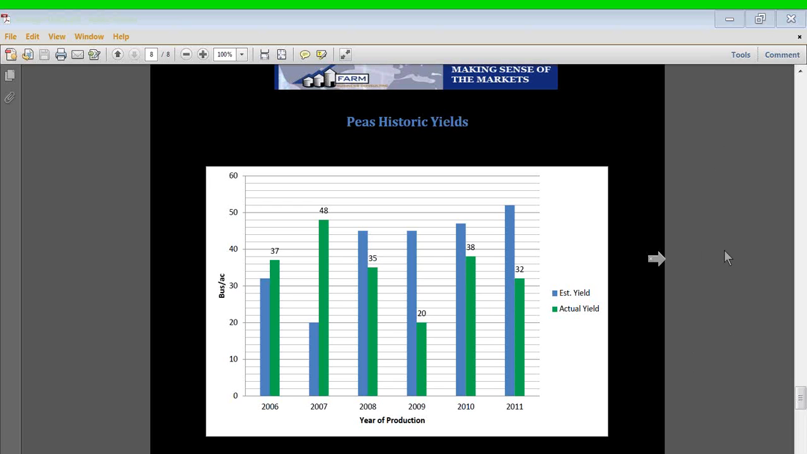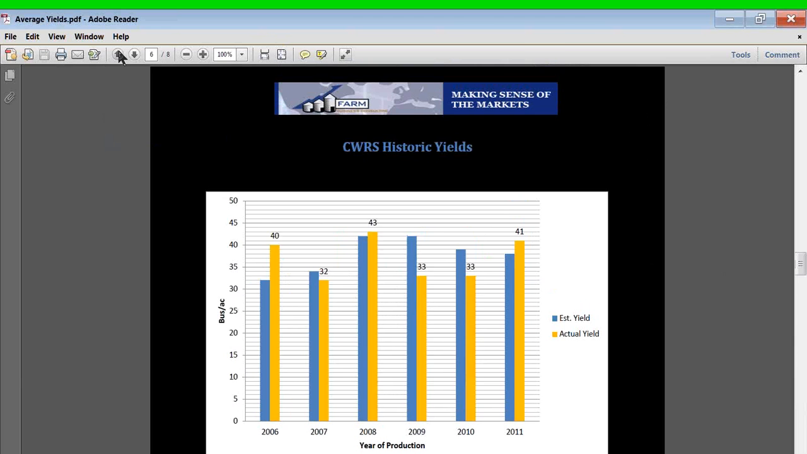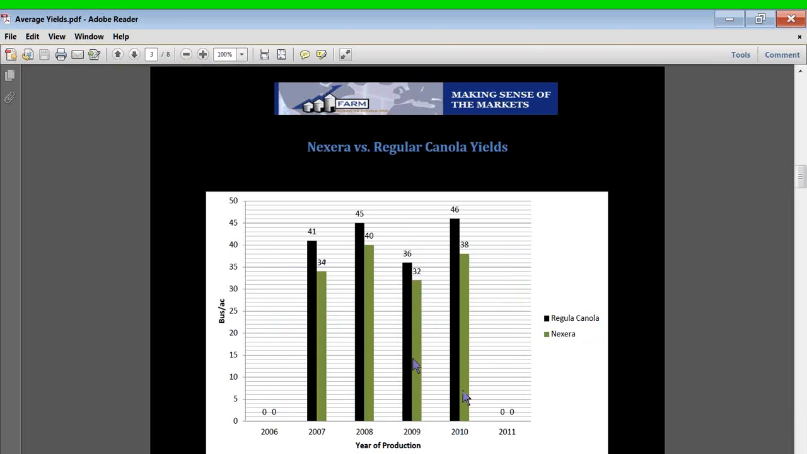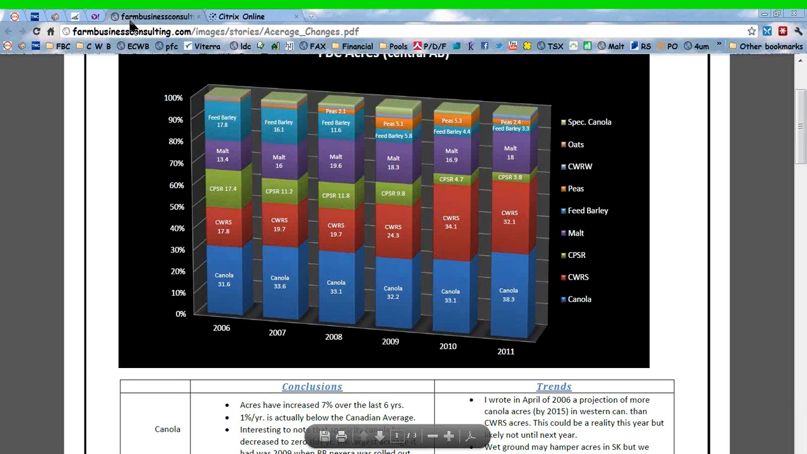Oh yeah, I got one question here. Then it goes back to the slide with Nexera. The question is Nexera versus regular canola. And it says, do you feel that the Nexera premium of a $40 over basis is enough? I guess I kind of breezed over that, and I know which company this person's talking about. A 40 over basis, I don't really care for them, and I'll show you why.